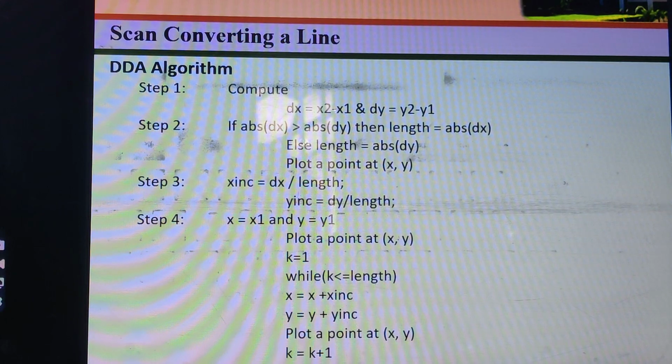In this way, this process continues until we get the endpoint of the line segment, or we can say the length which we have calculated with the formula.